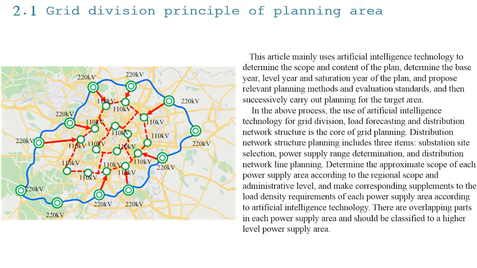This article mainly uses artificial intelligence technology to determine the scope and content of the plan. Determine the base year, level year, and saturation year of the plan, and propose relevant planning methods and evaluation standards, and then successively carry out planning for the target area. In the above process, the use of artificial intelligence technology for grade division, load forecasting, and distribution network structure is the core of grade planning.